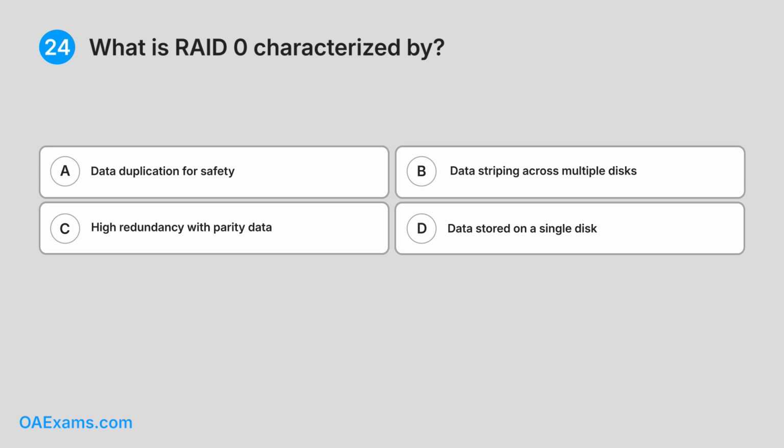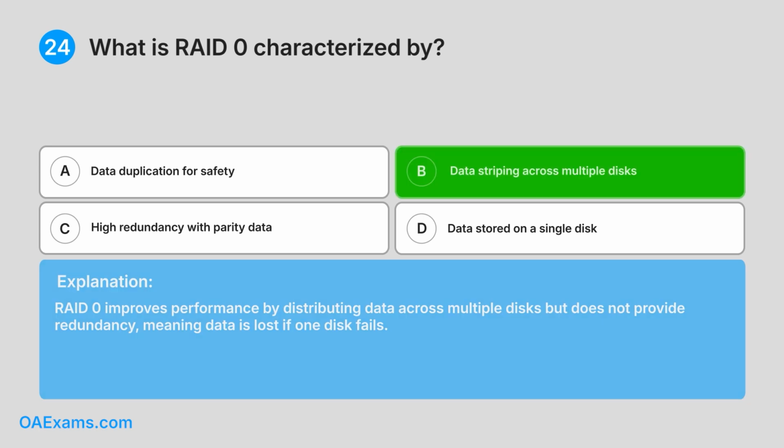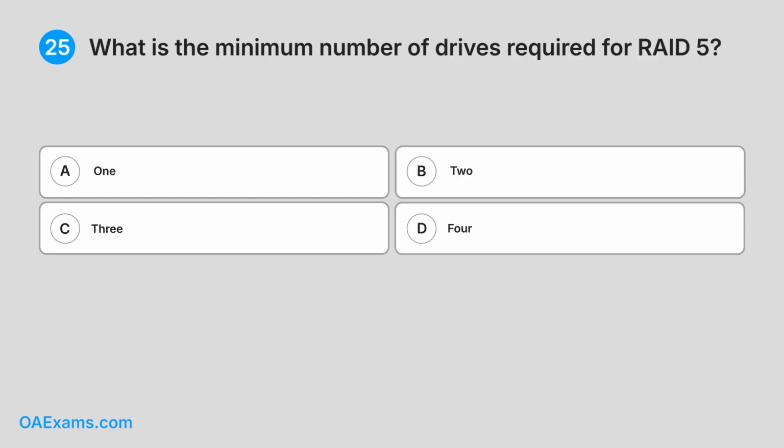Correct answer. B. Data striping across multiple disks. Explanation. RAID 0 improves performance by distributing data across multiple disks but does not provide redundancy, meaning data is lost if one disk fails.